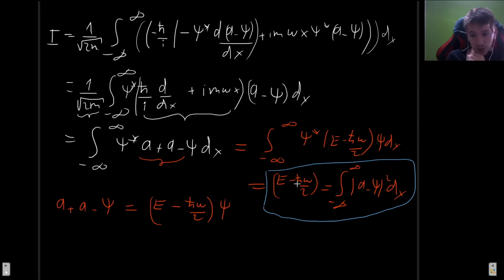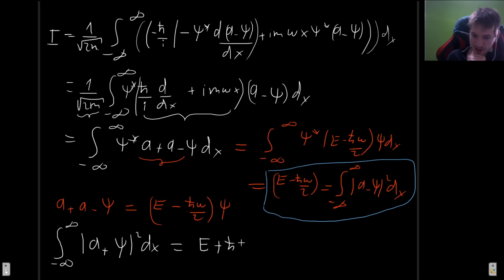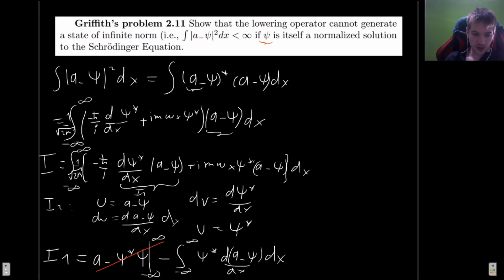So in the same way we did this, you could show that the integral from minus infinity to infinity of a plus psi squared dx is going to be E plus h bar omega divided by 2. Now, I thought about doing this explicitly, but it's literally the exact same thing that we did, and what I think I will do is just go back here and show you what would change.